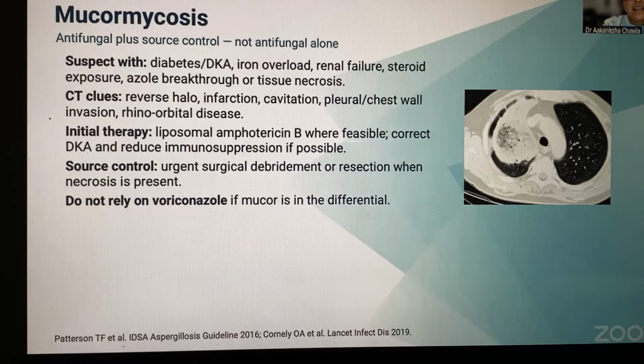And if the patient has DKA, then you need to correct the DKA obviously and reduce immunosuppression for the time being if possible. Remember something very important about mucormycosis. If you don't do urgent surgical debridement along with the antifungal, you will not be able to salvage your patient. If the surgery is possible, the site is such that you can operate upon the patient, you need to get your surgeon on board and you need to operate on the patient. Otherwise, it is very difficult. I mean, it's nearly impossible to save these patients. And do not rely on voriconazole if you're suspecting mucor.